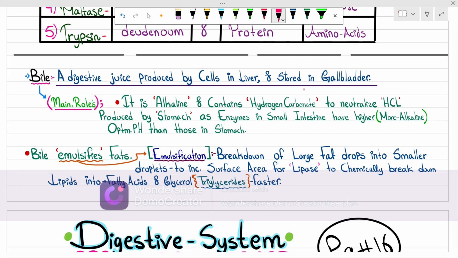Bile. Bile is a digestive juice produced by cells in the liver and it's stored in the gallbladder. The main role of bile is that it is alkaline and it contains hydrogen carbonate. This neutralizes the HCl produced by the stomach, and enzymes in the small intestines have a more alkaline optimum pH than those in the stomach. So the first role of bile is that it contains hydrogen carbonate. HCl is a very reactive acid and it's dangerous for the small intestine. So before the chyme reaches the small intestine, bile is released from the gallbladder and it neutralizes the HCl so it does not damage the small intestine.